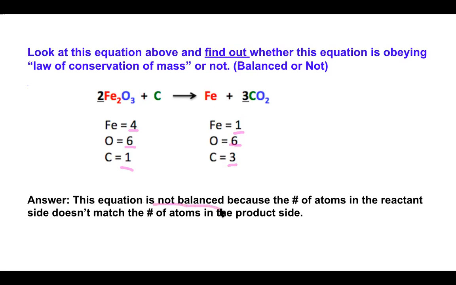It's not balanced. How do you know it's not balanced? Because the number of atoms in the reactant side doesn't match the number of atoms in the product side. So in the assessment, I might give some chemical reaction. I might ask you whether this chemical reaction obeys law of conservation of mass. Is it balanced or not balanced? So check about that. So you have to find what is the number of atoms before and after. If they're matching, you say they are balanced. If they are not matching, you say it's not balanced, and it doesn't obey the law of conservation of mass.